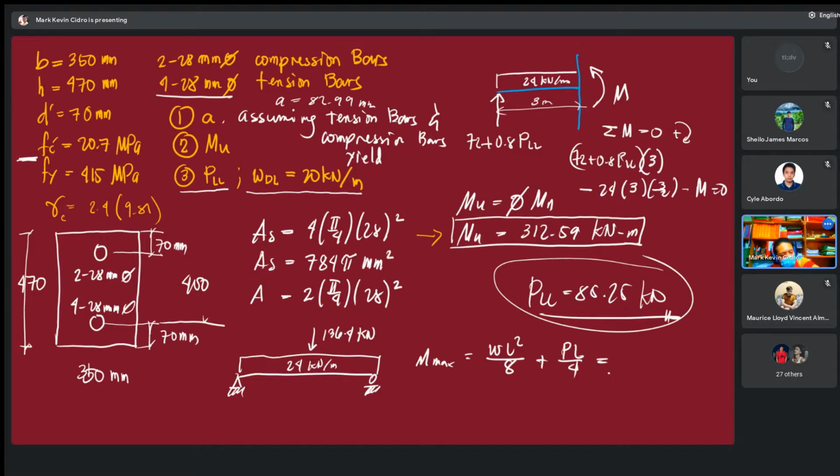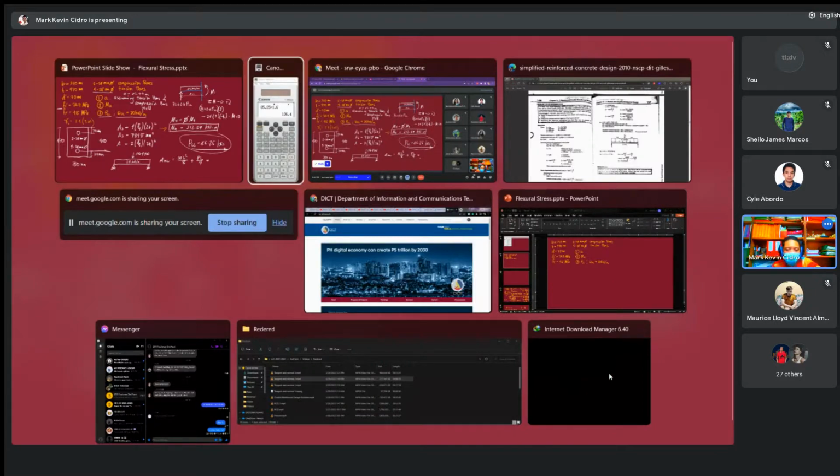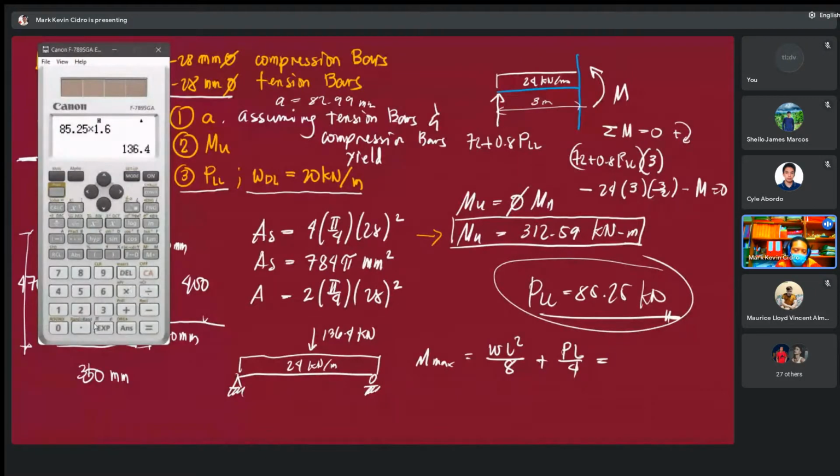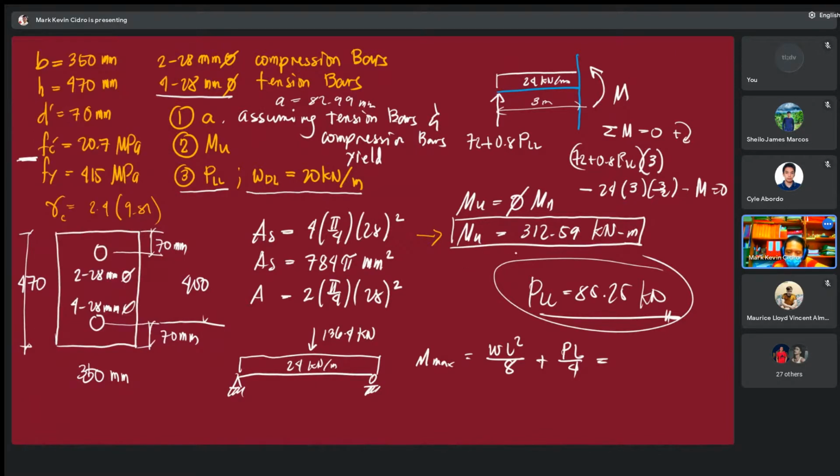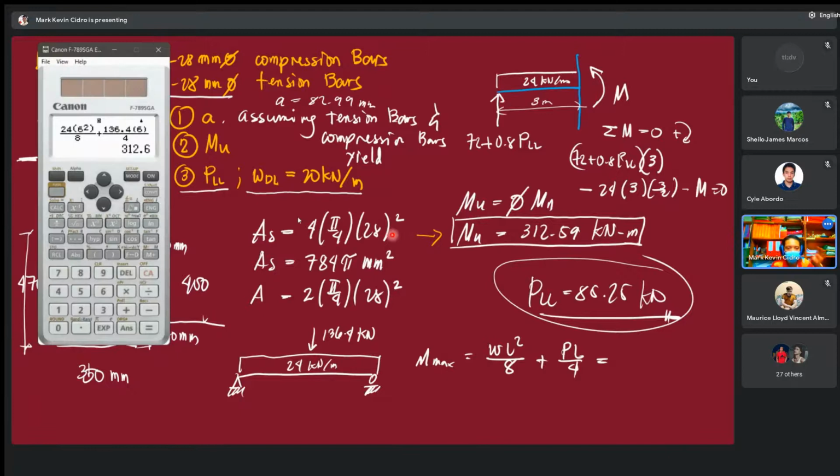Pero in here, W is 24, L is 6. 6 squared over 8, plus your PL is 136.4 times 6 over 4. Di ba? 312.59. Nagets niyo? 312.59.